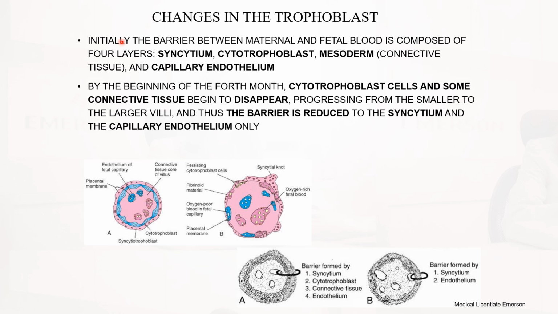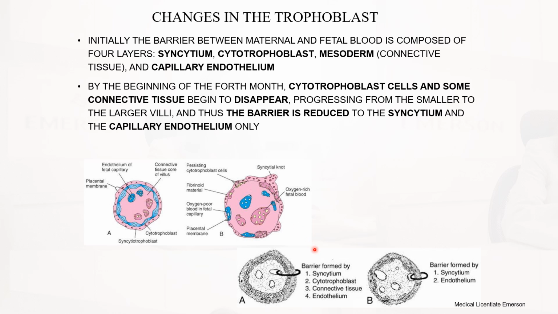So initially the barrier between the maternal blood and the fetal blood is composed of 4 layers. You have the syncytium, the cytotrophoblast, the mesoderm, which is the connective tissue, and the capillary endothelium. Then by the beginning of the 4th month, cytotrophoblast cells and some connective tissue begin to disappear, progressing from the smaller to larger villi, and thus the barrier is reduced to the syncytium and the capillary endothelium only. So that's what happens.